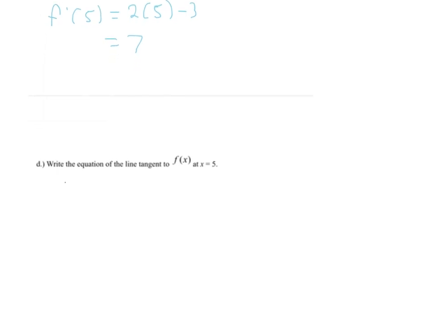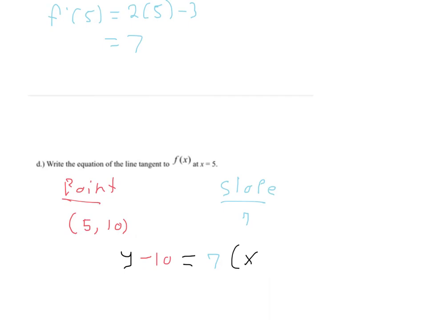The two things that we need to write the equation of a line are a point and a slope. So the point that we're trying to do this, if x is equal to 5 and it's on the function f of x, we found that in part A. The point was 5 comma 10. So we plugged in 5 for x and got back 10. The slope of the tangent line, which we found in part C by using the derivative, is 7. Using point slope form, y minus 10 is equal to 7 times x minus 5.